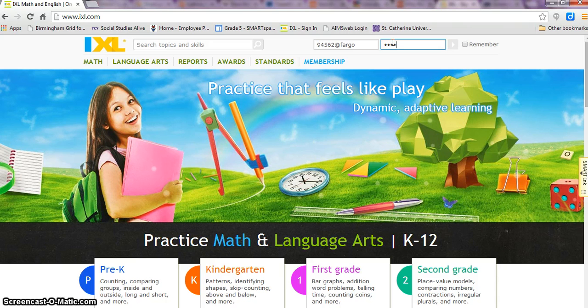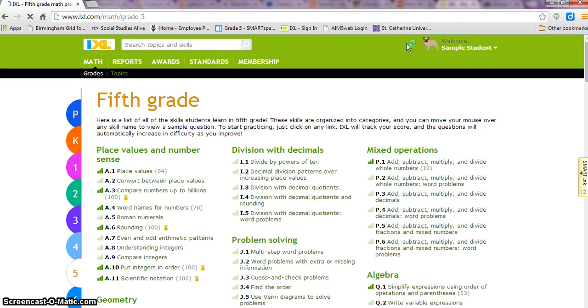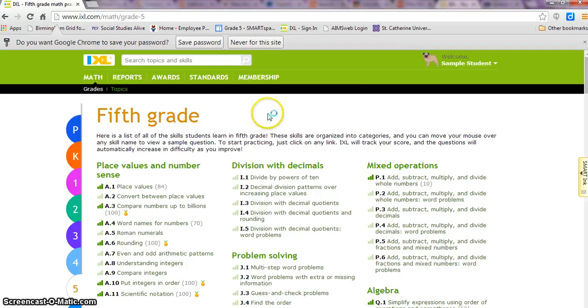Type in your password, and we're off. As you can see, your student will be signed up for the 5th grade portion of iXL.